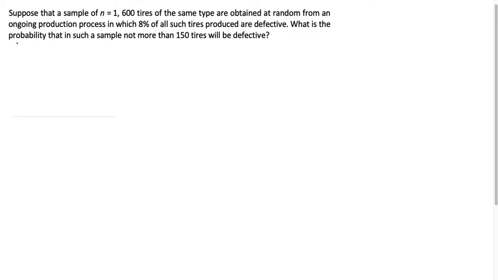Okay, so n here is given as 1600, and p equals 0.08. Therefore q equals 0.92. Q is the failure, p is the success. If I were to write this in terms of binomial, it will be B(1600, 0.08).